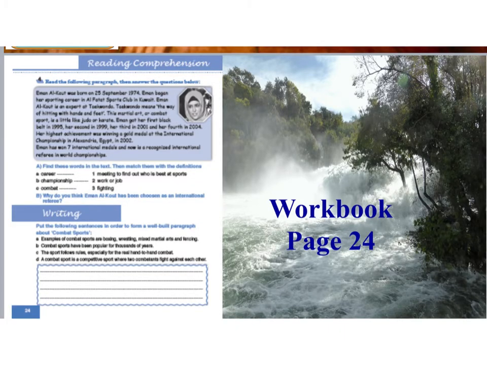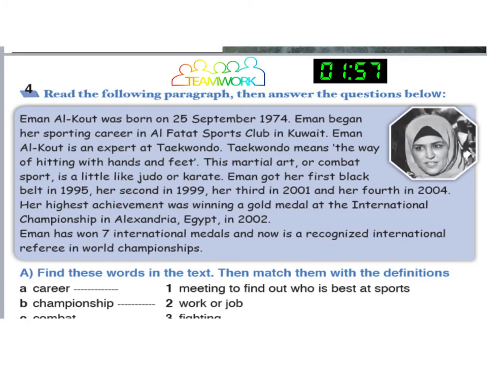Page 24, workbook, page 24. We have reading and then we'll have writing. They all have to do with the progress check. First of all, we have here a short text about a famous Kuwaiti girl. She is called Iman Al-Kout. Read the following paragraph, then answer the questions below.